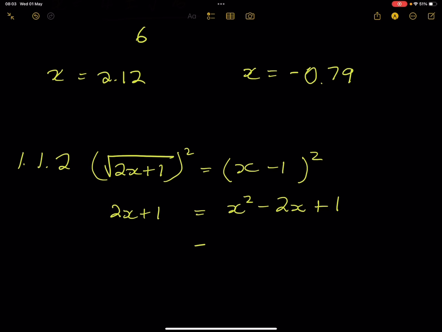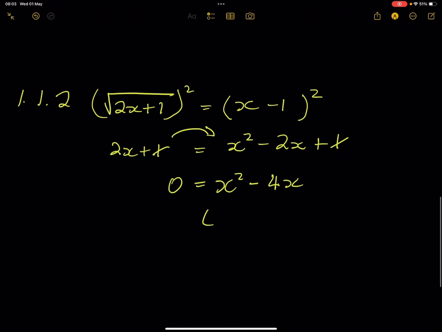Okay, let's try and get all the other terms to the other side. So we've got x squared minus, now if I take the 2x to the other side, it becomes negative 2x, that becomes minus 4x. And in this case, the ones actually can cancel out. That will be 1 minus 1, and that will give us 0. So if we solve this, that's going to be x into x minus 4, right, should be equal to 0. And so that means x is equal to 0 or x is equal to 4.